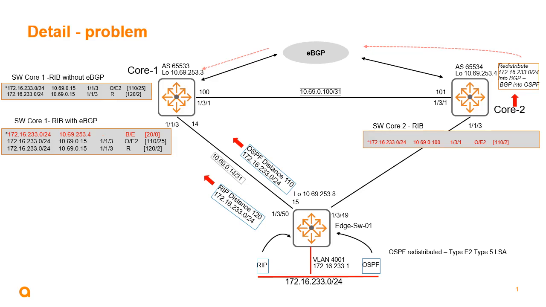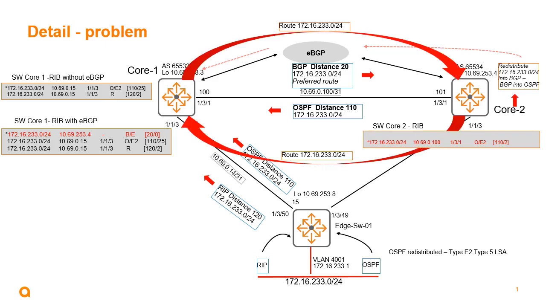Likewise, on core 2, it thinks it's actually got a path to network 172.16.233.0 via an interface to core 1. So what does that mean? Well, it's pretty obvious, really. We are now in a routing loop situation. Core 2 thinks that OSPF route 172.16.233 is via core 1, and core 1 thinks that the same route is via eBGP via core 2. That means we've got a routing loop.